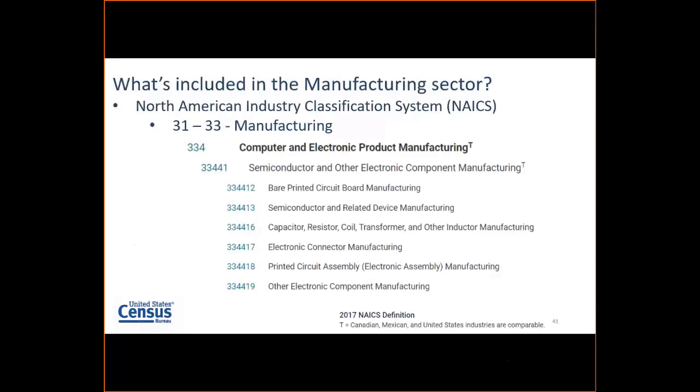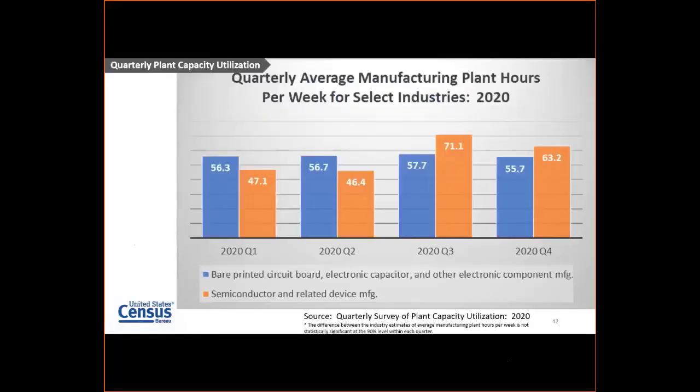So in our example, we will be taking a look at NAICS 334 for computer and electronic products manufacturing, where the microprocessor chip for our car example can be found at the 5- and 6-digit level NAICS code 334413. This graph shows the details of two of the codes from the previous slide, and we're looking at the average manufacturing plant hours per week.